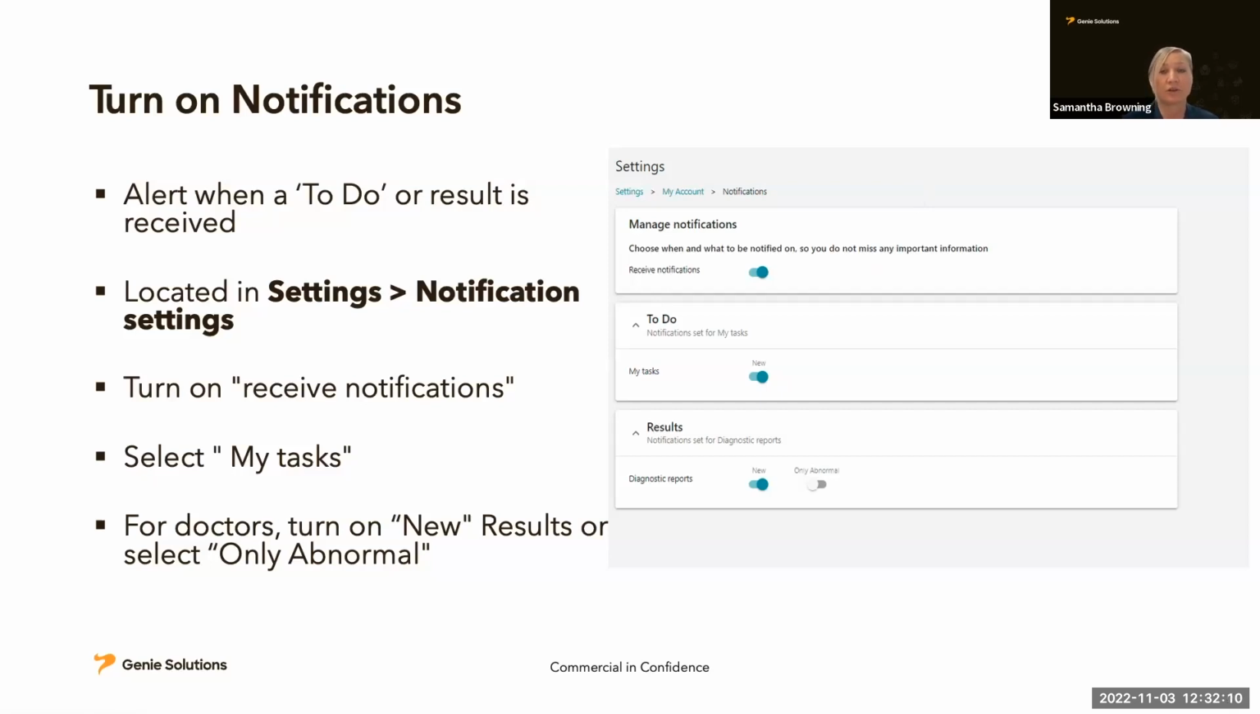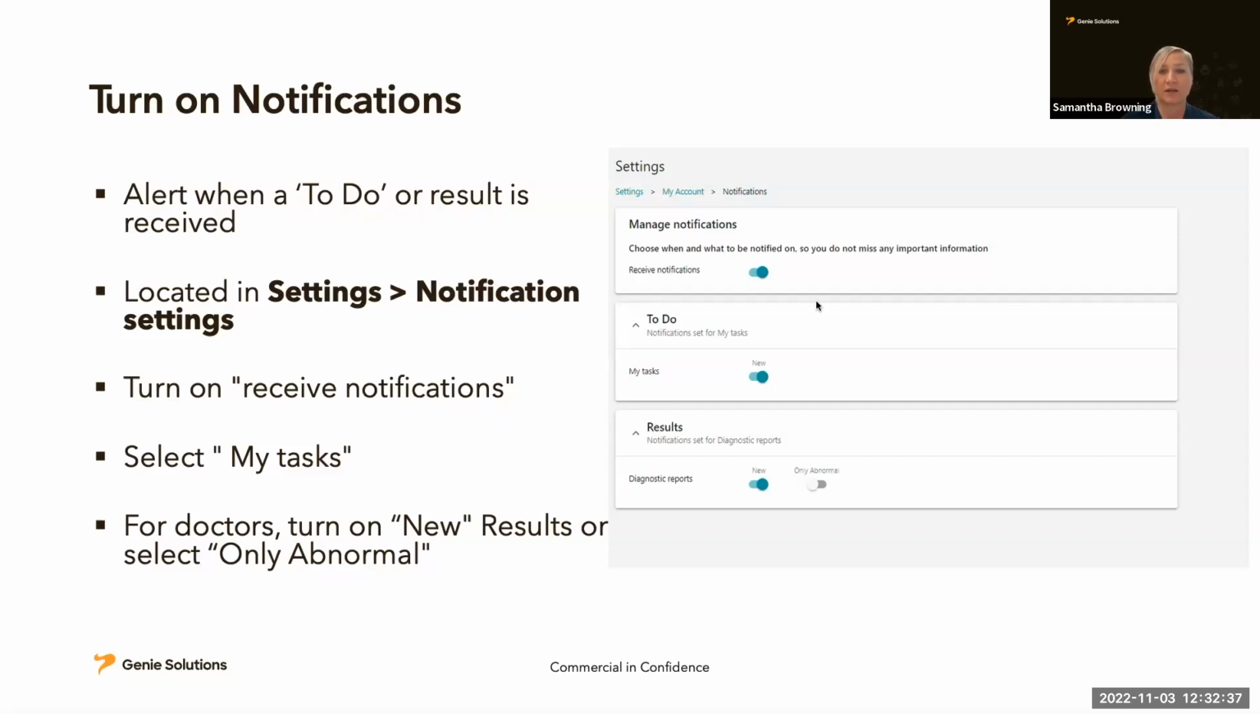You'll know if you've got your notifications turned on because you'll see a bell in the top right-hand corner of your Gentoo window. If you don't see that bell, you won't be receiving notifications. Now, there's two things you can receive notifications on in Gentoo. That's when you receive a to-do or a task from somebody or yourself in Gentoo, and also when the doctor receives results in Gentoo.